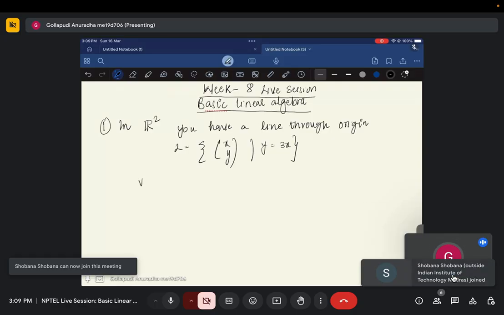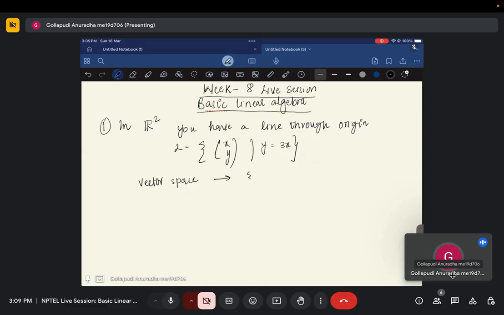Okay, so vector space means, as we have seen already in previous sessions, that a zero vector must definitely be there. We have three conditions: the zero vector should be there, addition should be satisfied, and also the scalar multiplication property should be satisfied. Here we have a line in xy with y equal to 3x. If x is equal to 0, then y also will be equal to 0, so the zero vector is satisfied.